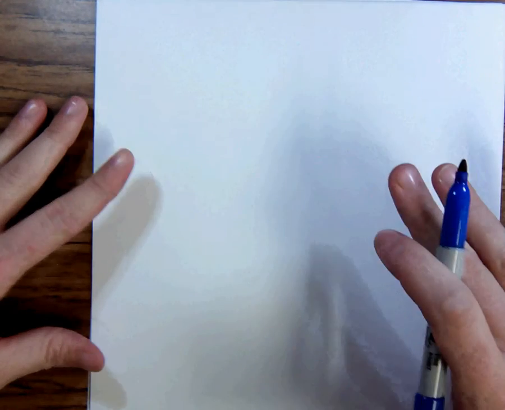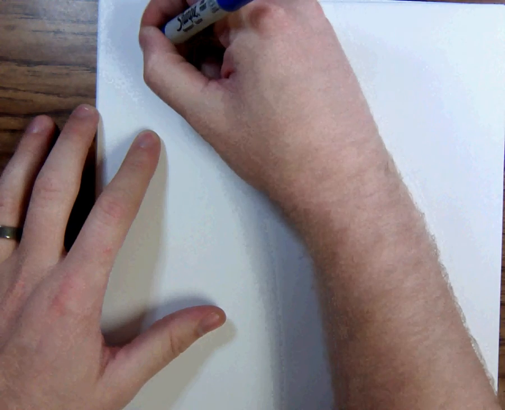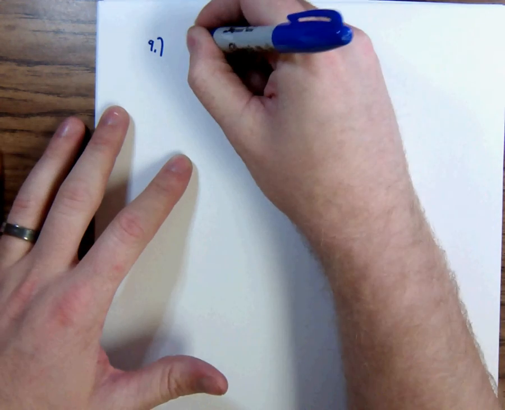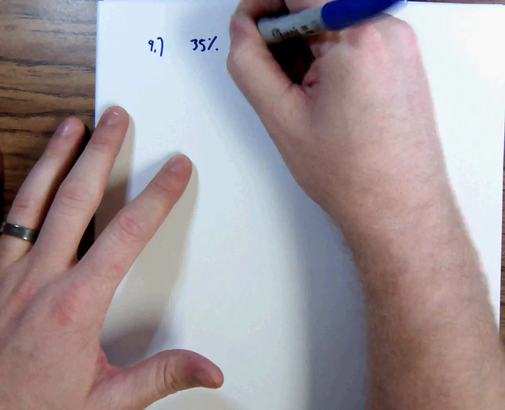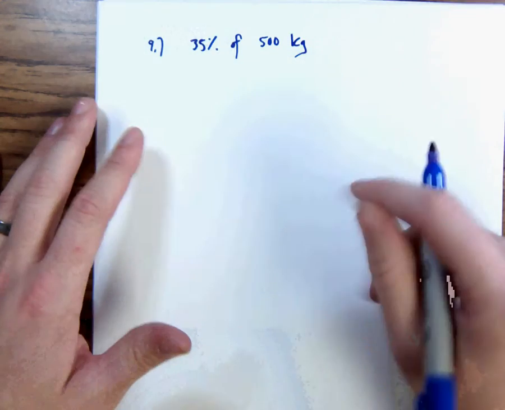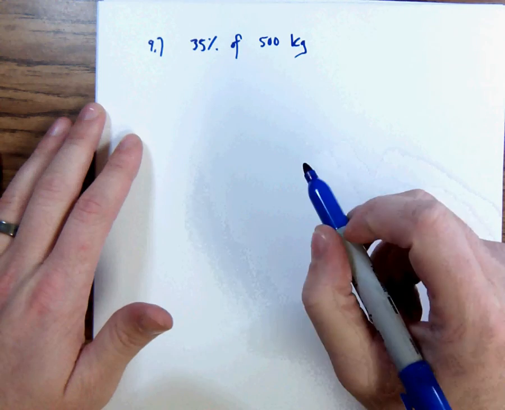I'm going to go over questions 9 through 12 on the review, and hopefully we can get a good idea about how to find a percentage of a number, or finding the base. So we're going to work with number 9 first. This is number 9 from the review. We want to find 35% of 500 kilograms.